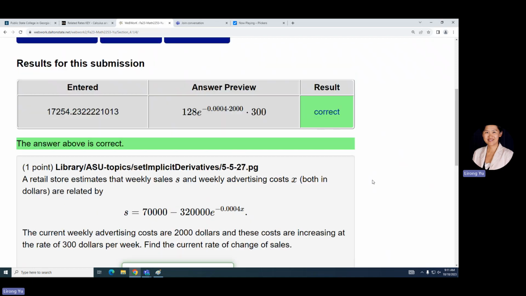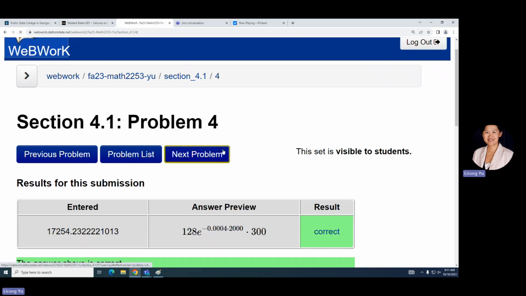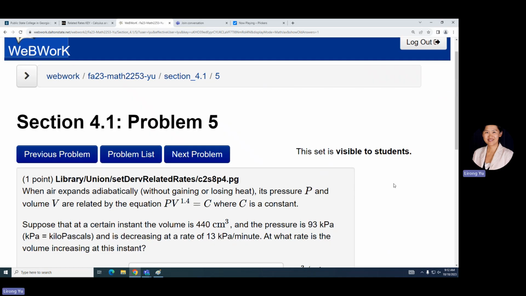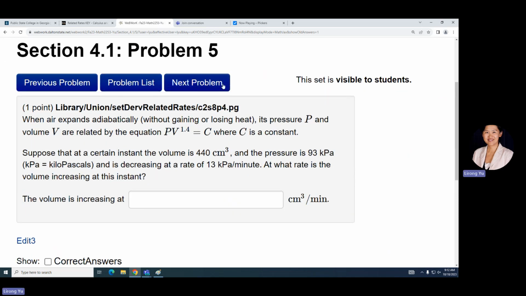This is another example where the relation is given. It is question number 5, where the relation is also given, and the question was asking how fast the volume is increasing. What's the derivative, the rate of the volume? So again, the quantity is already given. So let's finish this one.